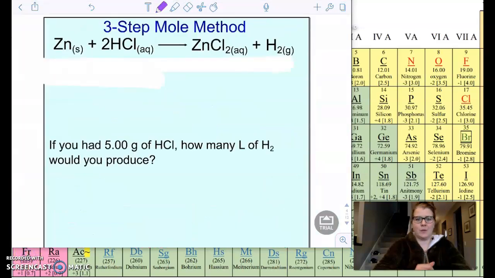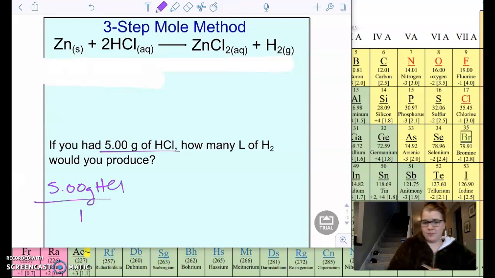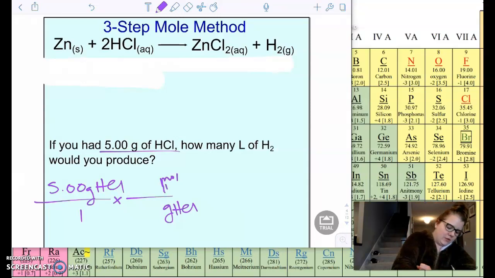All right, let's try another one. If you had 5 grams of hydrochloric acid, how many liters of hydrogen would you produce? All right, I've got my chemical equation. This is your starting value, so we're going to go ahead and take that value, 5 grams of hydrochloric acid, and throw that over 1. Set up your next step, throwing that on the bottom to cancel it out. So again, I've got grams, so this must be molar mass. I can use molar mass to convert grams to moles. So I'm going to go to moles of hydrochloric acid.